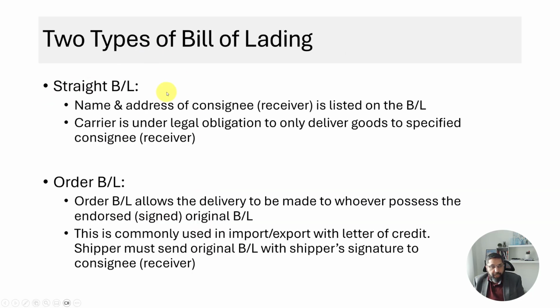The straight BL, which is very common these days, has the name and address of the receiver listed on the BL. So the carrier is under legal obligation to only deliver goods to a specified consignee at the receiver. So if you are importing something and you go to collect your goods at the port to clear customs, and they say, oh, somebody else just took your goods, you don't want that to happen, which is why they will verify that you represent the company that's listed on the bill of lading.